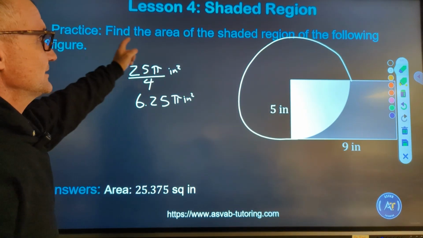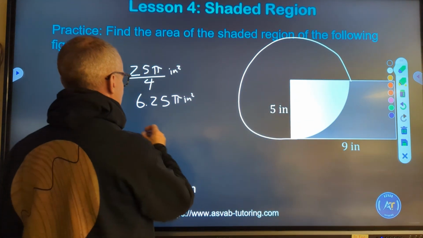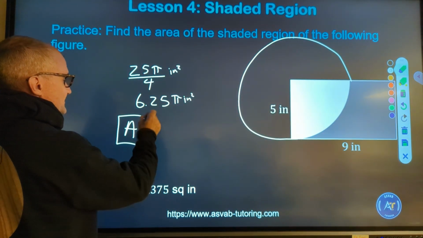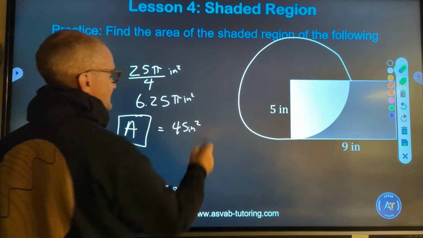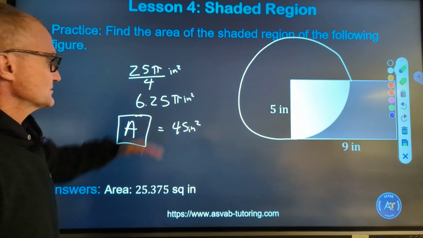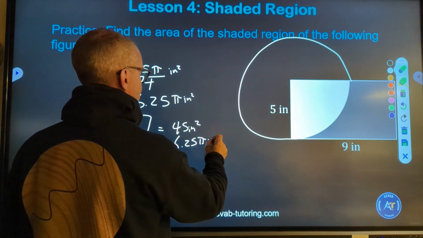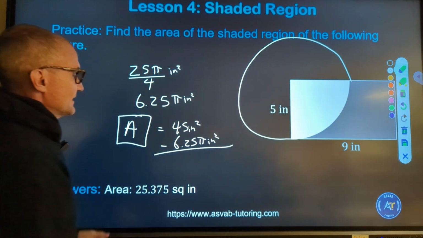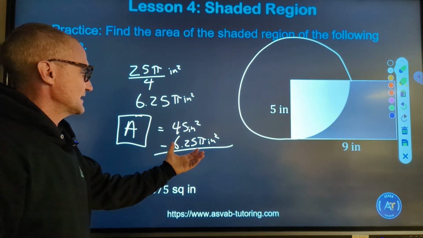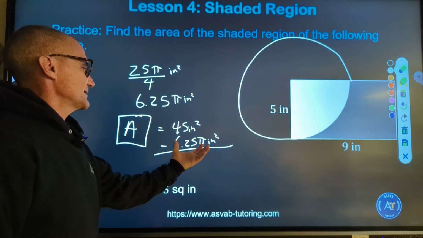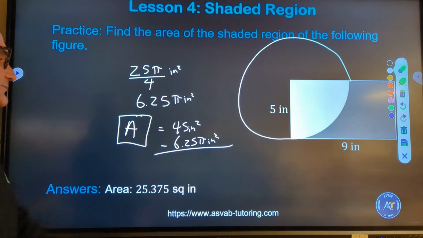We read the problem again, find the area of the shaded region. So I got to get this gray region here. Area of that rectangle is base times height, 45 square inches, minus that area of that quarter circle. So minus the 6.25 pi square inches. You could enter that on your calculator. 6.25 times that pi. Remember, you got to do that multiplication before subtraction. Do that number right there, whatever that is, about 20. And then 45 minus that 20 should be about 25.